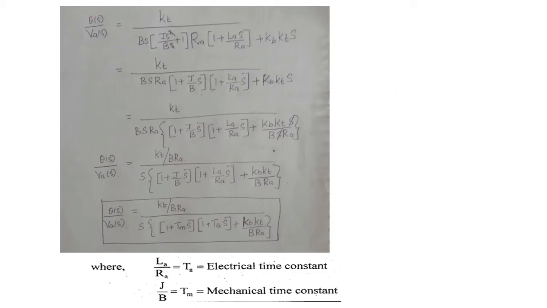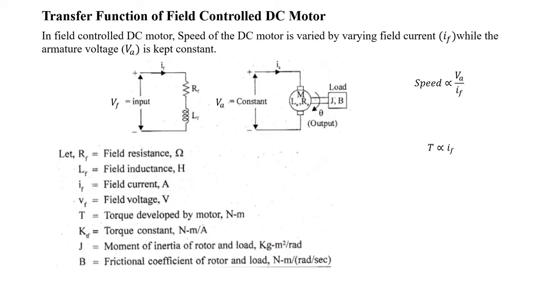Now we are going to see the transfer function of the field control DC motor. The procedure to find the transfer function of the field control DC motor is similar to the armature control DC motor. As I said already, the speed of the DC motor can be varied by varying the armature voltage or by varying the field current. Here we are keeping the armature voltage constant and varying the value of the field current. See here, this is the diagram for the field control DC motor.